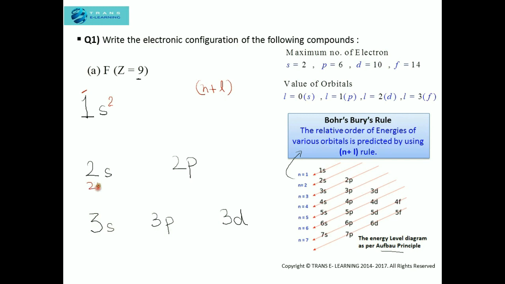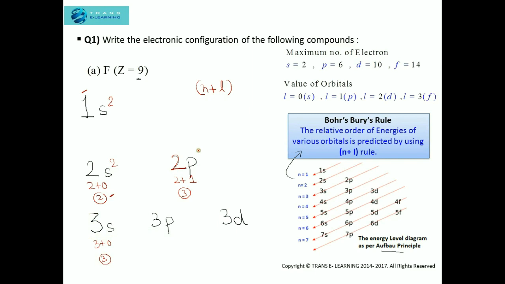Now in this case n plus l will be 2. Here in this case n plus l will be 3. And in this case again it will be 3. So if I compare 2s and 2p, we will be filling 2s first because it has lower n plus l. Out of 2p and 3s, both of them have the same n plus l, but we'll be filling up 2p first because this has lower principal quantum number.